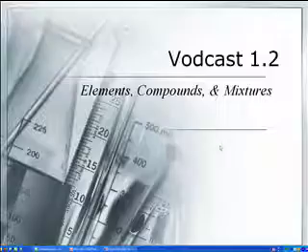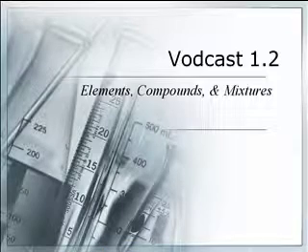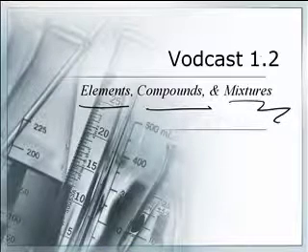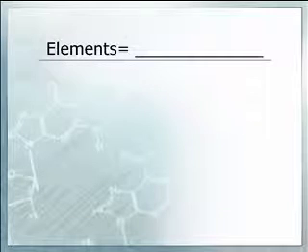So we're going to learn about the elements on the periodic table. So we've got elements from the periodic table, compounds, and mixtures, right? Yep. That's what we're going to be talking about today. All right, so what's an element?